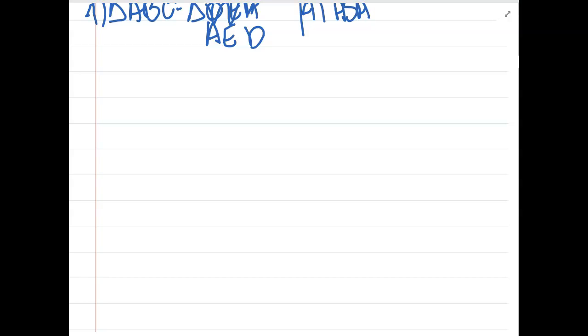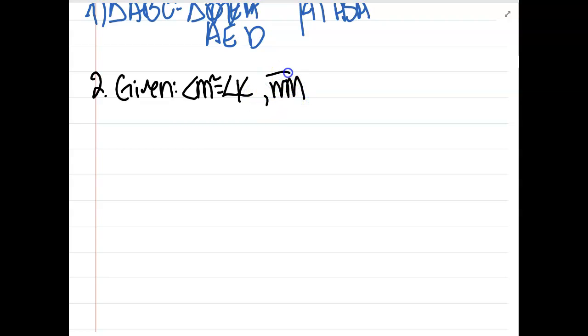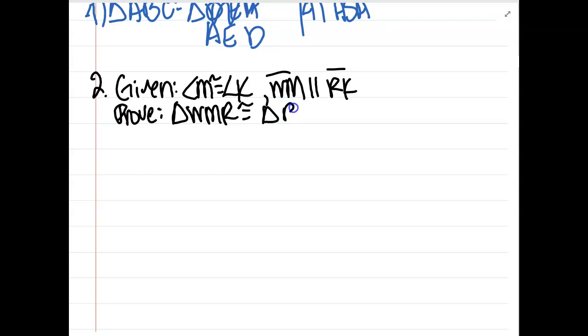Okay. The second one. Our given: angle M is congruent to angle K, and side WM is parallel to side RK. And we want to prove that triangle WMR is congruent to triangle RKW.